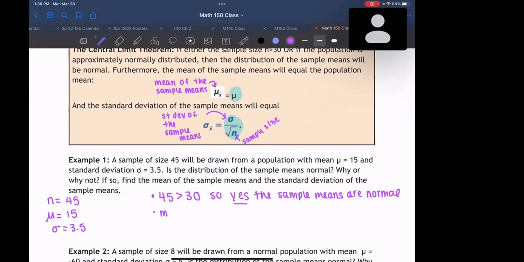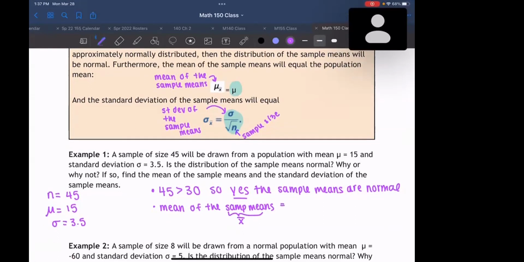Okay, let's do the first one. The mean of the sample means. Sometimes I'll write X bar for the sample means, okay? Or I can just write sample means. What is the mean of the sample means in this question? Got it. 15, right? Because the equation kind of tells us the mean of the sample means is equal to the population mean. So this is just 15, pretty easy, right?